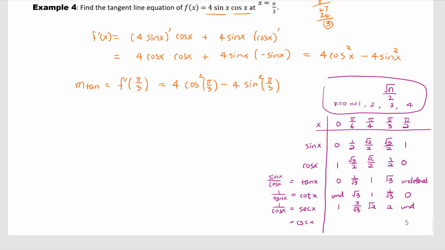Cosecant x is 1 over sine x. So 1 over 0 is undefined. And actually it is the same thing as this, but in reverse order. So you have 2 over root 2, 2 over root 3, and 1. See, now we have completed the table of the common angle values.